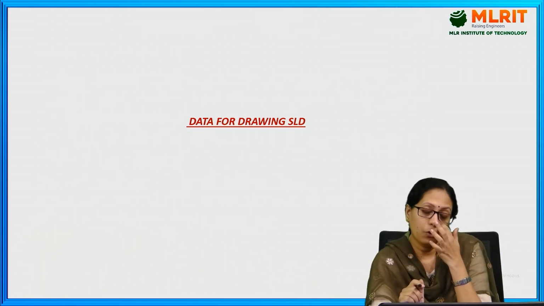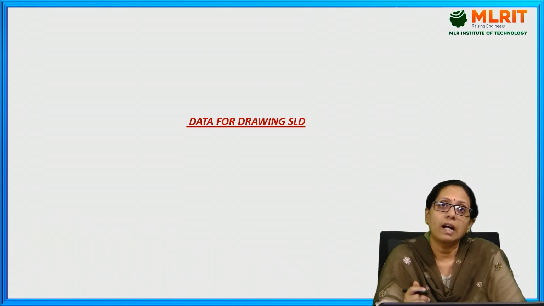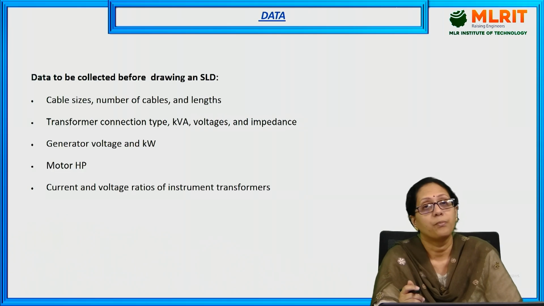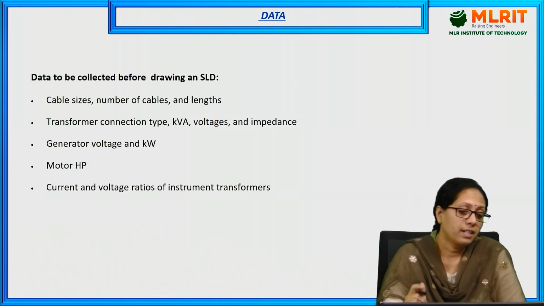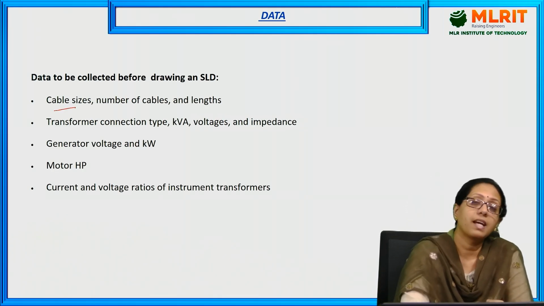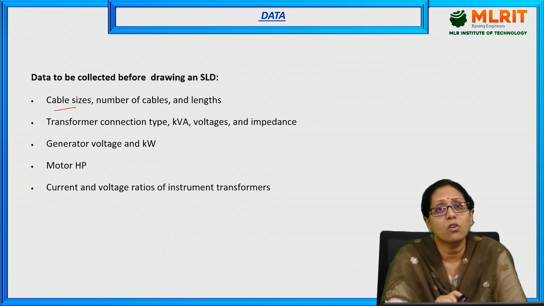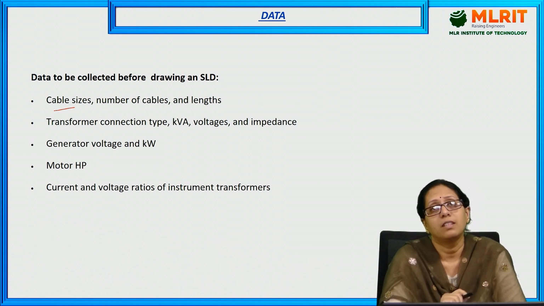Data for drawing the SLD. What all data do we require for drawing a single line diagram? First one is cable sizes. We need to know the size of the cable, the number of cables we require, and the length of the cables. Based on that only can we draw the SLD diagram.